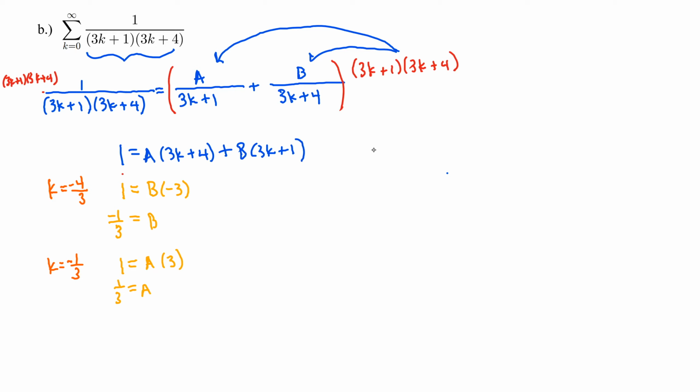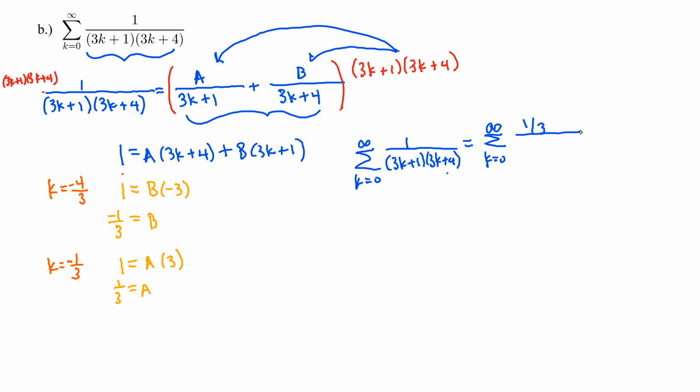Thus, we can take our original series and rewrite it using our new model. We have the sum from k equals 0 to infinity of a, which is 1/3, over 3k plus 1, plus b, and we discovered that to be -1/3, over 3k plus 4.